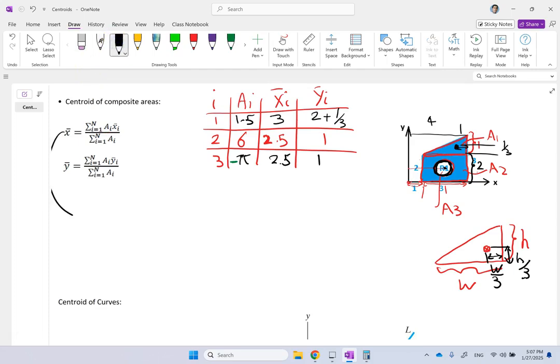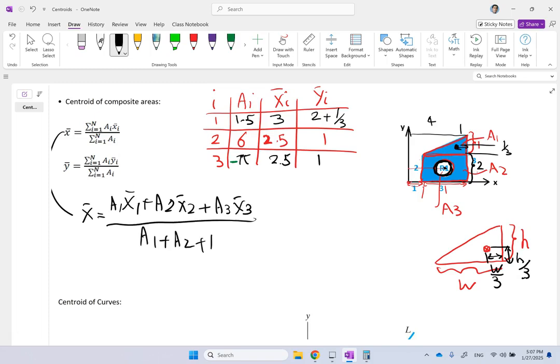So now X bar is clearly A1 X bar 1 plus A2 X bar 2 plus A3 X bar 3, divided by A1 plus A2 plus A3. Remember that A3 is negative. Correct, so you are going to get these numbers, and when you simplify, you get 2.67.